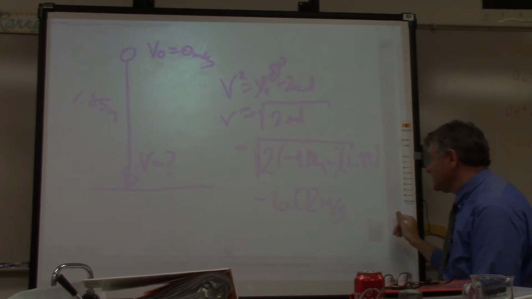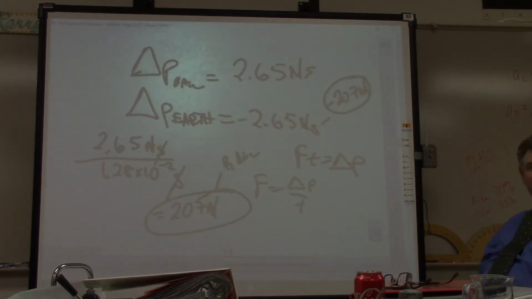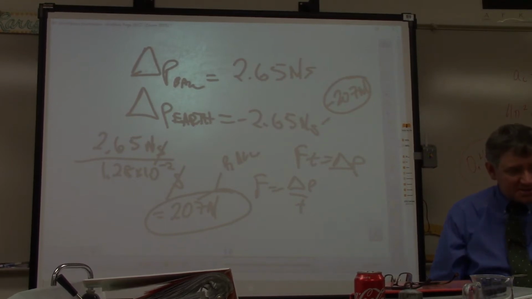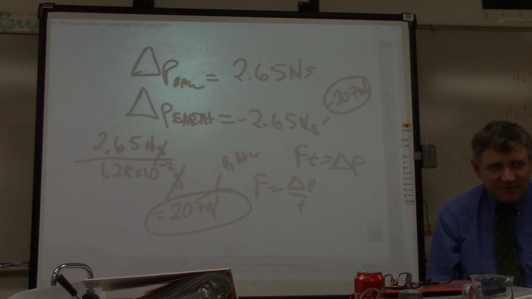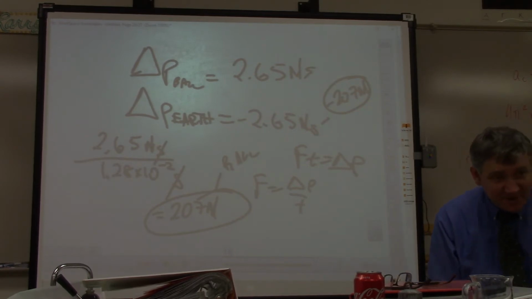Now, here's the last kicker out of this whole deal. Can I find the acceleration of the Earth? Yeah, sure. You have the force and the mass. Do you think the acceleration of the Earth is going to be negative 815 meters per second squared? You never know. That'd be scary. We don't have to concern ourselves with that. So notice it's what Preston said. Preston had a very astute point: you conserve momentum, but you don't conserve acceleration.